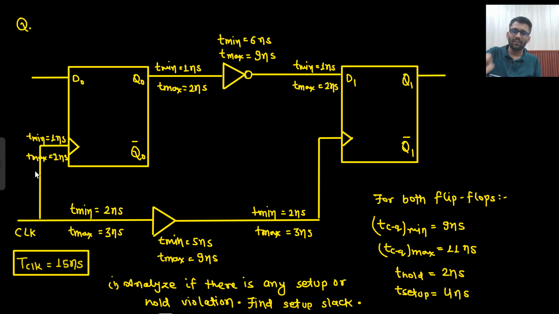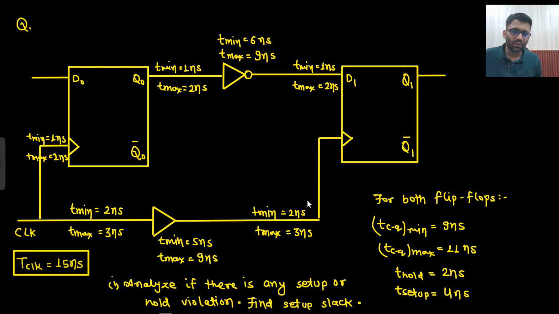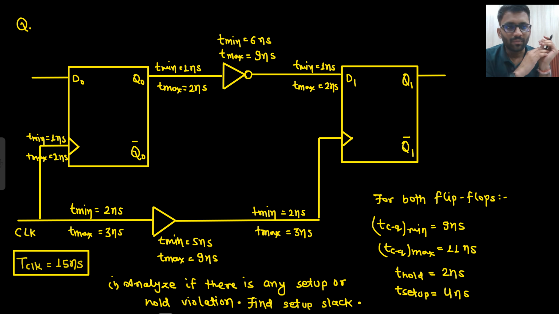Okay, let's check again: 2, 11, 2, 9, 2, 2, 11, 2, 9, 2, plus hold. Minus, you need to subtract the clock skew. What are all the clock skews here? These are the clock skew. Will you subtract the maximum or minimum? What do you think?